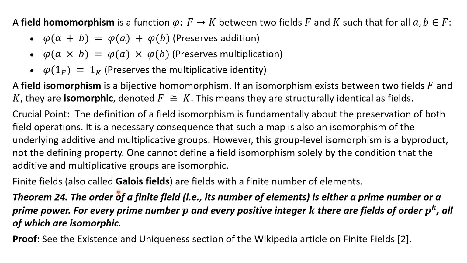And then we have a definition here. Finite fields are also called Galois fields, or fields with a finite number of elements. And we have an associated theorem. The order of a finite field, in other words, its number of elements, is either a prime number or a prime power. For every prime number p and every positive integer k, there exist fields of order p to the k, all of which are isomorphic.